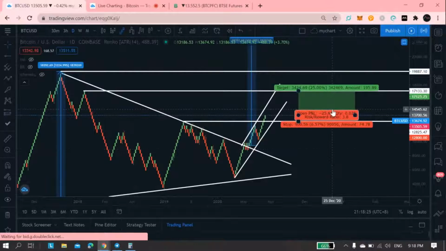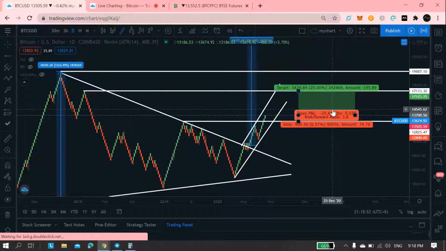So that's still a possible risk reward ratio of 3.8. So I could still profit or gain around 25% if my TP got hit at 17,100. But if I got stopped out, I could possibly lose around 6.57%. So normally I'm trading futures, and I'm also averaging.